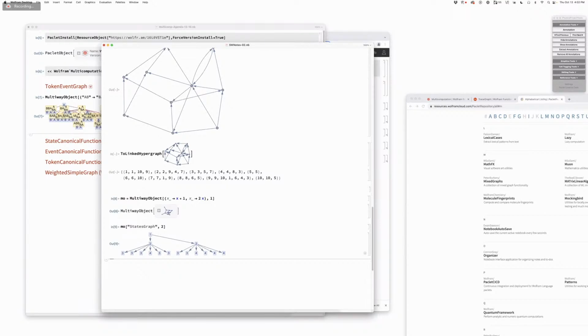Bye. Thanks. Okay, so what do I do if I'm deduplicating? Its state canonical function goes to automatic.